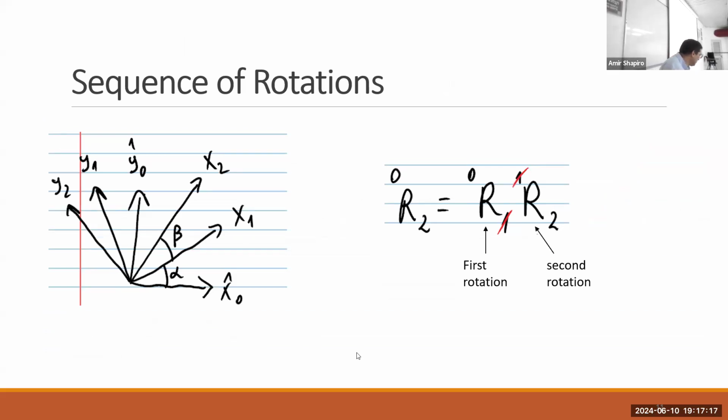And if I want to take a sequence of rotations, so I want to rotate first x1, then x2, by alpha and then beta, I take the rotation from 2 to 1 and multiply this by 1 to 0. Then this is the rotation from frame 2 to frame 0. You see, this is the first rotation, this is the second rotation, because we went from 0 to 1 and then from 1 to 2.